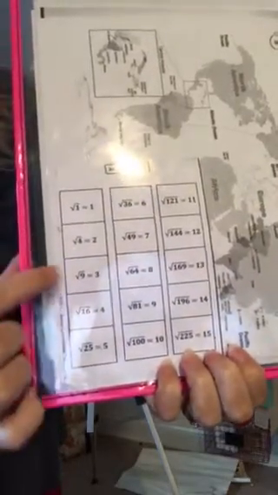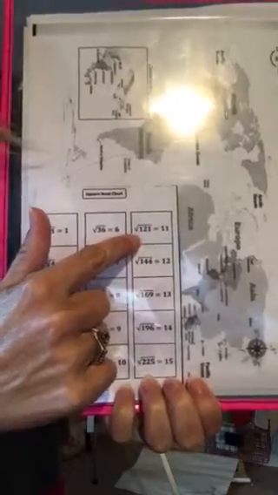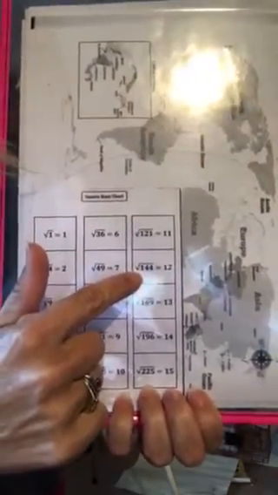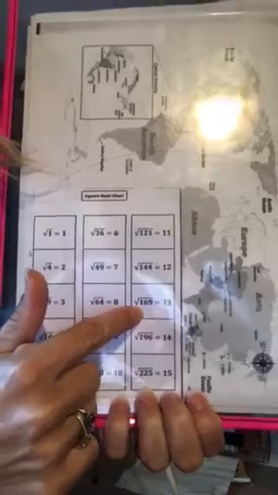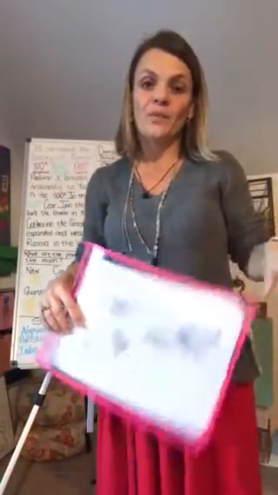So 1, 4, 9, 16, 25, 36, 49, 64, 81, 100, 121, 144, 169, 196, 225. And that is that for week 10.